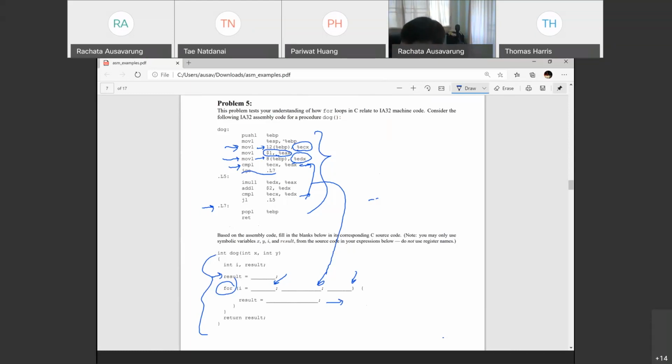But the other thing you see is this move, move one into EAX. What is EAX? EAX is the return value. What are you returning? Results, right? So you know from this line, you're moving one into EAX. Basically, you're initializing results to one in the beginning. So are you with me so far? Basically, from that line, you know that result is one.